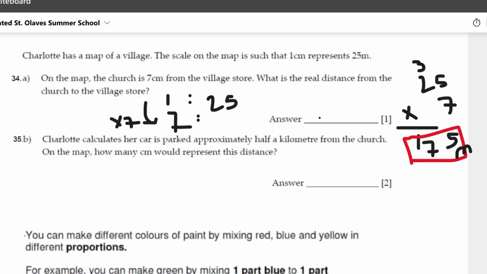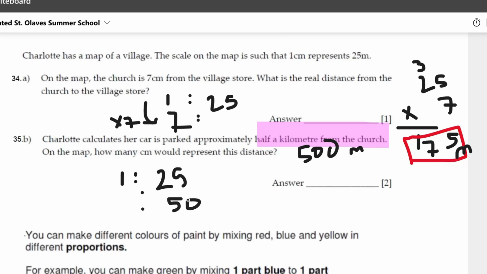Next question. The key words here are half a kilometer from the church, and how much is half a kilometer? Half a kilometer is going to be 500 meters. So if we know 1 to 25 and we need 500, we're going to multiply each number by 20, and that becomes 20 centimeters on the map.